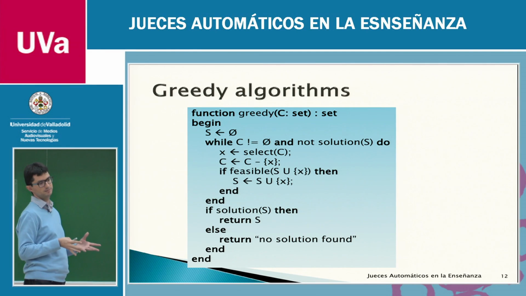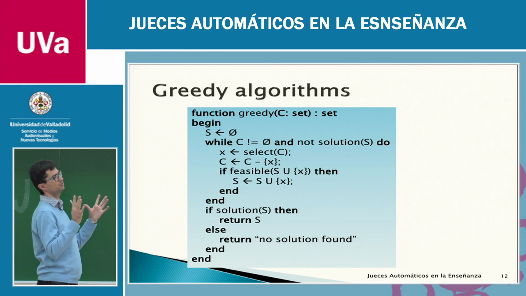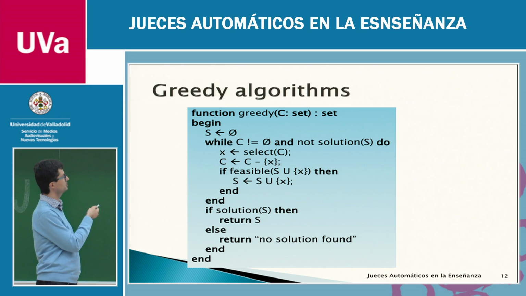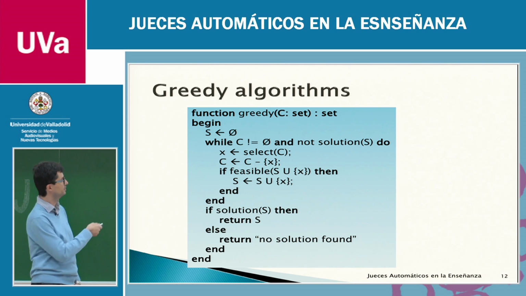If you have a problem in which you can think about a strategy of selecting the candidates, you can use these greedy algorithms. The solution starts as an empty set, and you try the candidates, which is the C set in this code. While you have some candidates and you haven't found the solution, you select one of them, remove it from the candidates, and if it's feasible, you add it to the solution set. You repeat this until you find a solution or not.